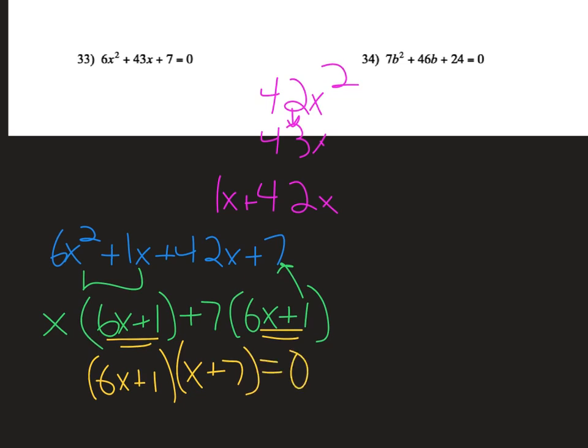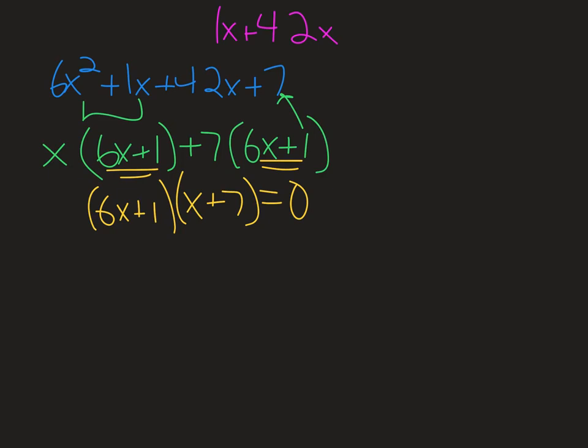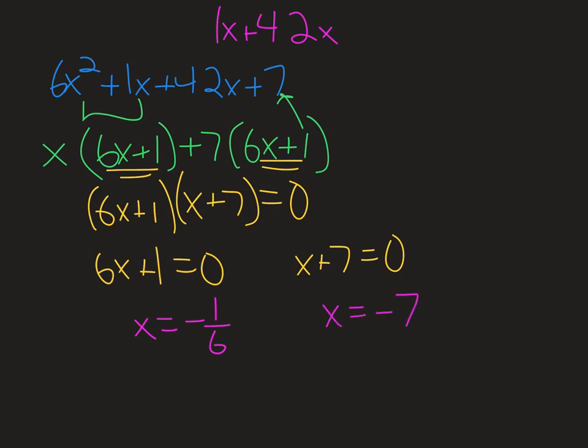I almost forgot. Since that's equal to 0, you then have to write 6x plus 1 equals 0, and x plus 7 equals 0. For the first one, go ahead and subtract 1 and divide by 6. And the second one, just subtract 7. And we have done the problems.